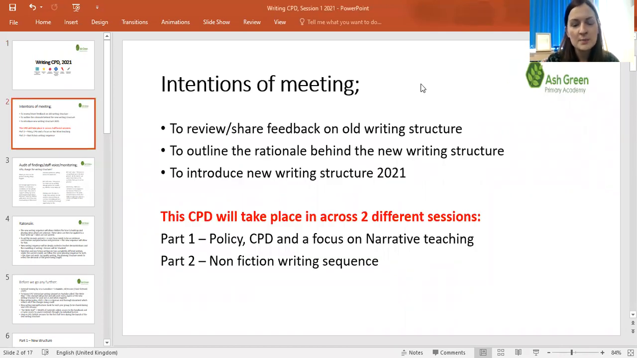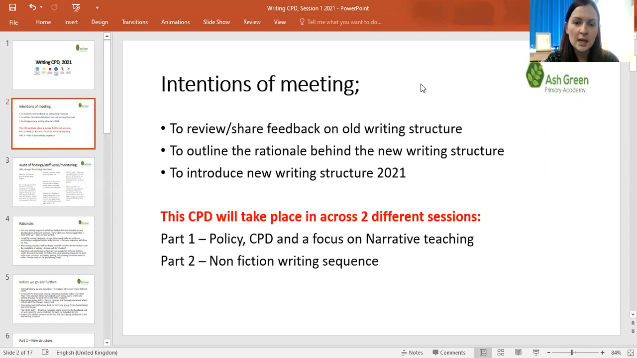The intentions of this meeting really are to review and share the feedback on the old writing structure, to outline the rationale behind the new writing structure, and to introduce the new writing structure to you all. As I've previously said, hopefully it's not going to be too different. It's going to be much more manageable, and hopefully it's going to act on the feedback and the discussions that I've had with the team.